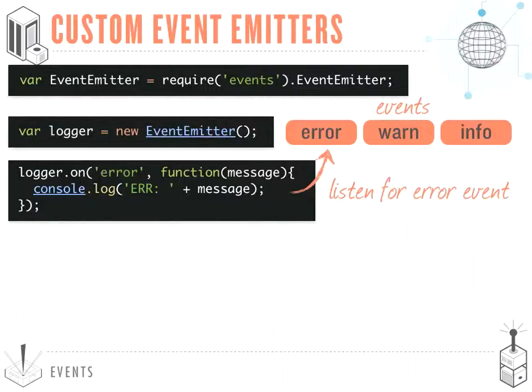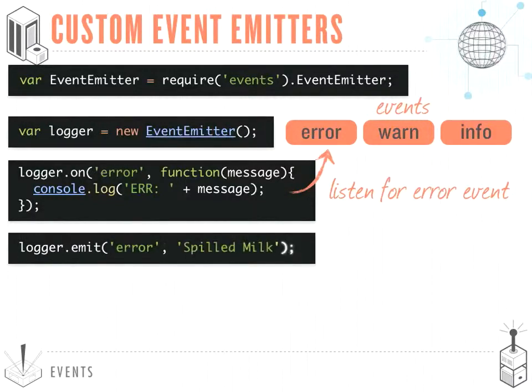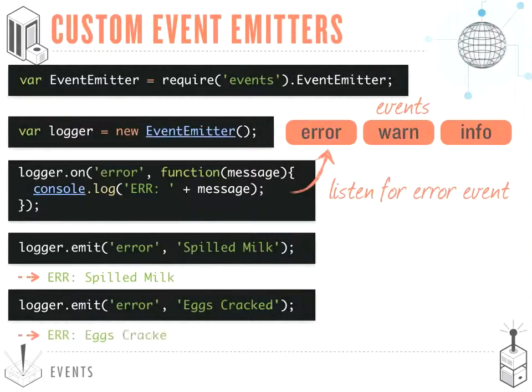To trigger or emit the event, we call logger.emit. We specify the name of the event we want to trigger, and any additional parameters here will get passed to the listeners. And here's just another example where we log another error message. And we can call this emitter as many times as we want to emit the error event.